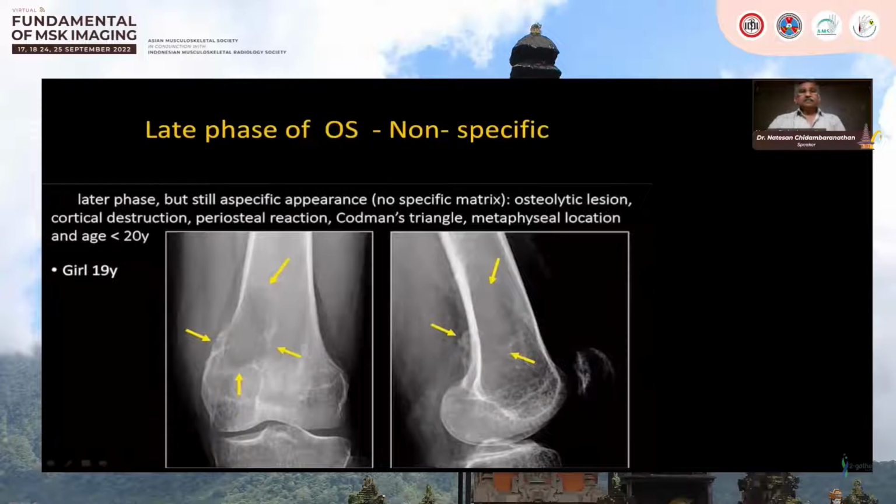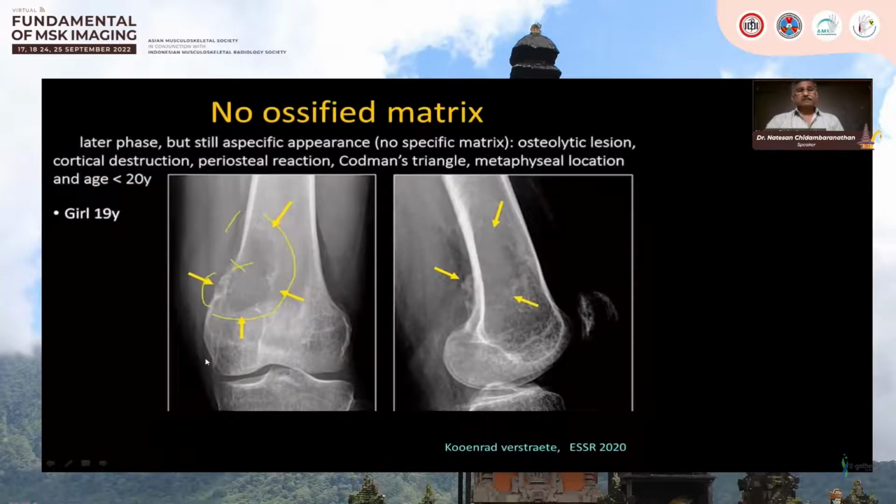The late phase of osteosarcoma is also sometimes non-specific, because a purely lytic lesion with a peripheral rim of sclerotic region is often mistaken as some kind of benign process, as in this case. Or maybe you can sometimes get a subtle periosteal lesion in the late stage. A non-ossified matrix can give non-specific features.